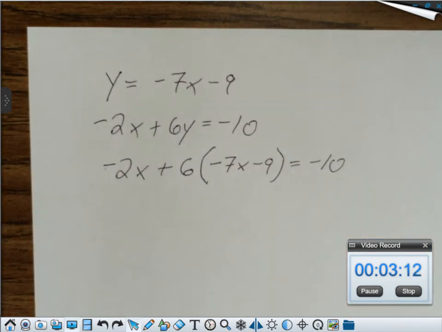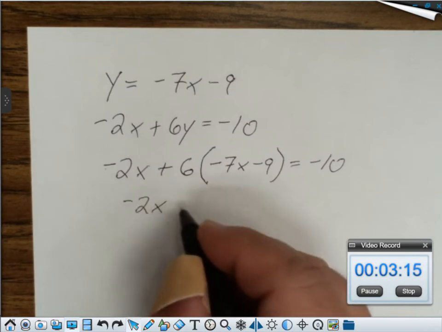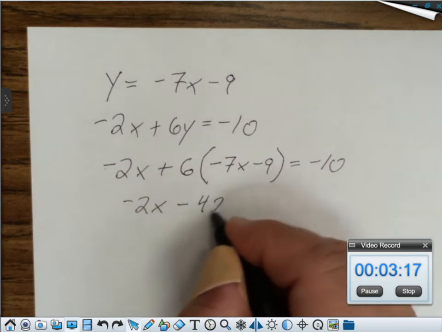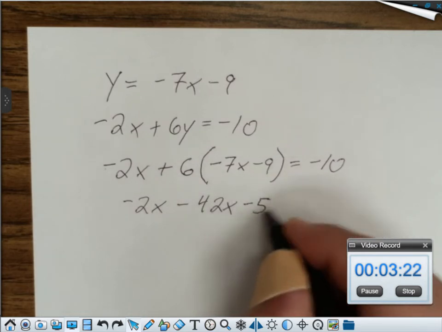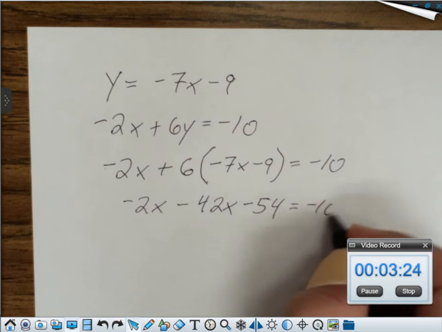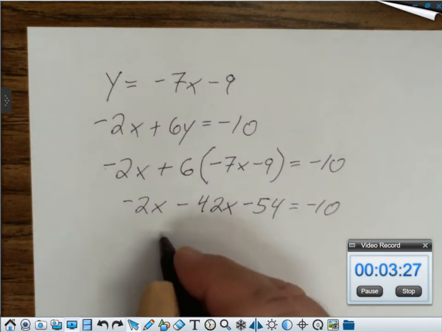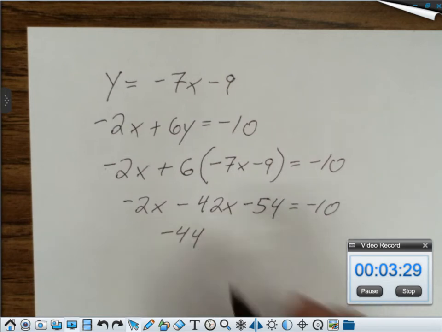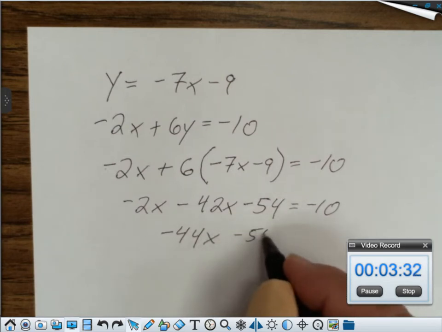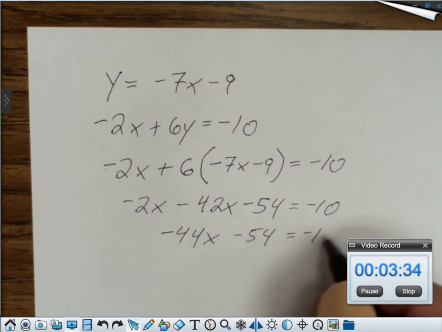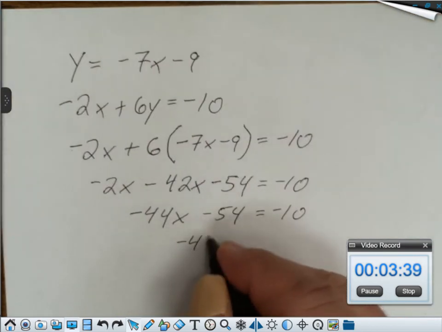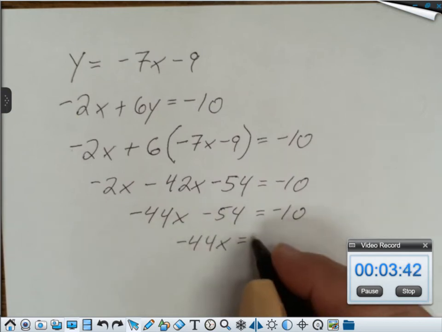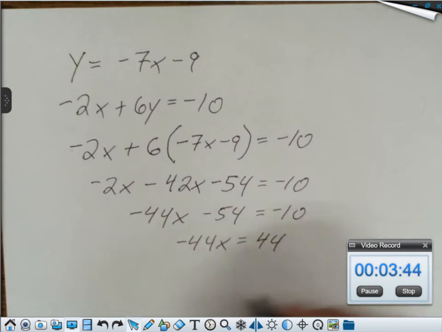And now I have to do the distributive property, so I get negative 2x minus 42x, and then 6 times 9 is 54, so that's minus 54 equals negative 10. I combine like terms, negative 44x minus 54 equals negative 10. Now I add 54 to both sides. I get negative 44x equals positive 44. So x equals negative 1.